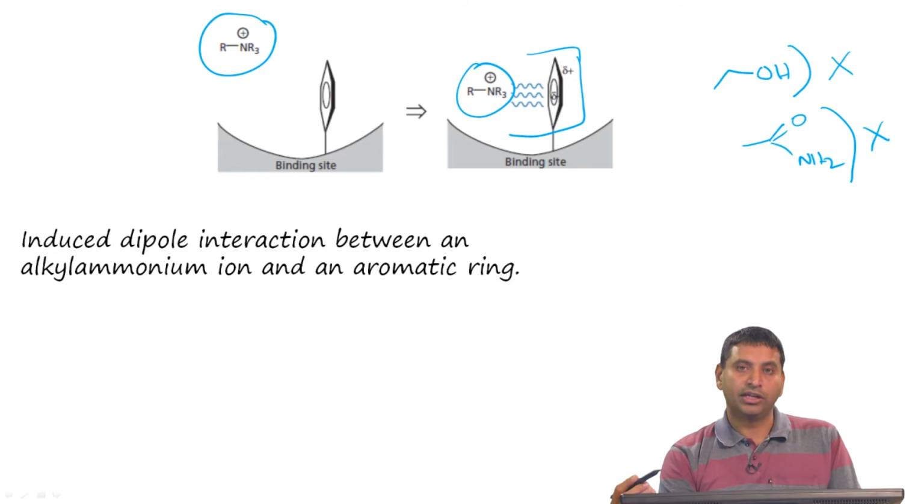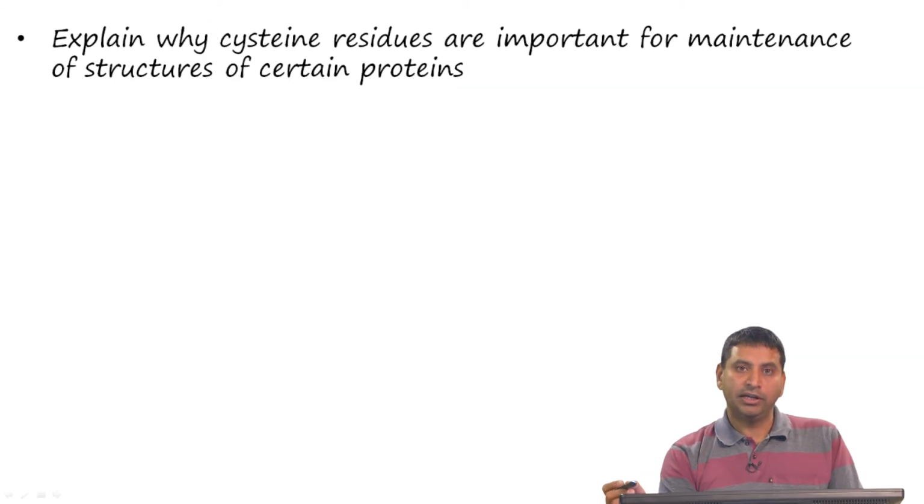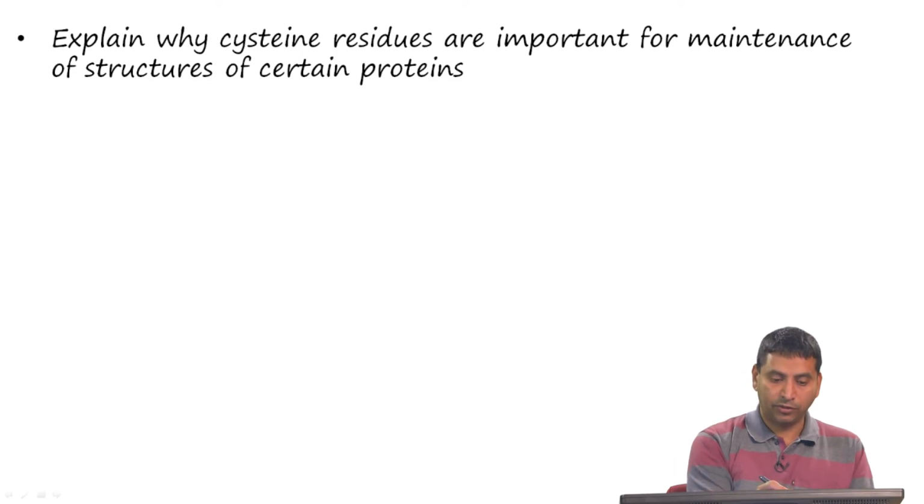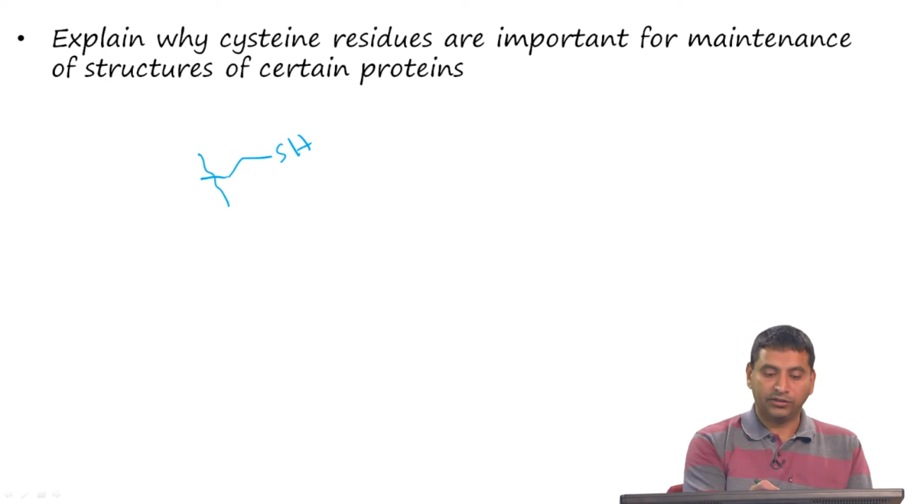So, based on this, one can start constructing the various structures of potential receptor binding ligands which will interact with these residues. The next question is: explain why cysteine residues are important for maintenance of structures of certain proteins. In order to address this question, let us first look at the structure of cysteine. Cysteine has a thiol group in it, which is shown here, and this thiol is very important because it is one of the residues which can undergo a covalent modification.